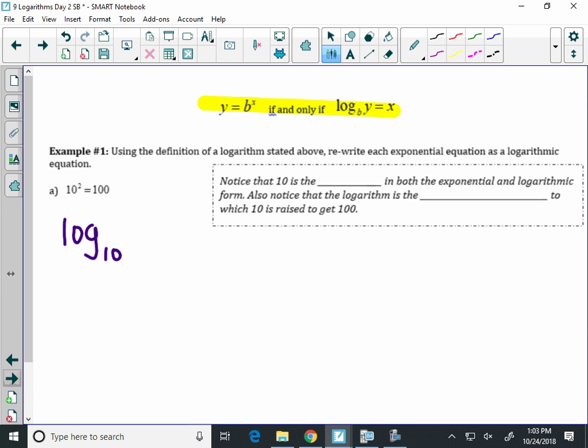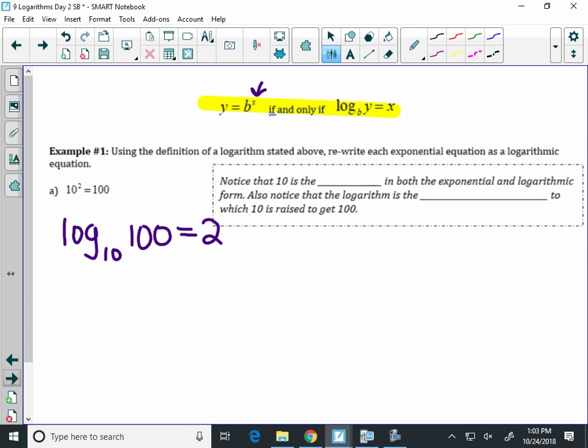Now let's think about the next part. I have log base b of y. Now in my exponential, y is what you're equal to. So here I have log base 10 of 100, what I'm equal to. So log base 10 of 100, it says equals x. Well, in my exponential, the x is the exponent. So what's the exponent down here? 2. So 10 squared equals 100. If I wrote that in logarithmic form, that is log base 10 of 100 equals 2.